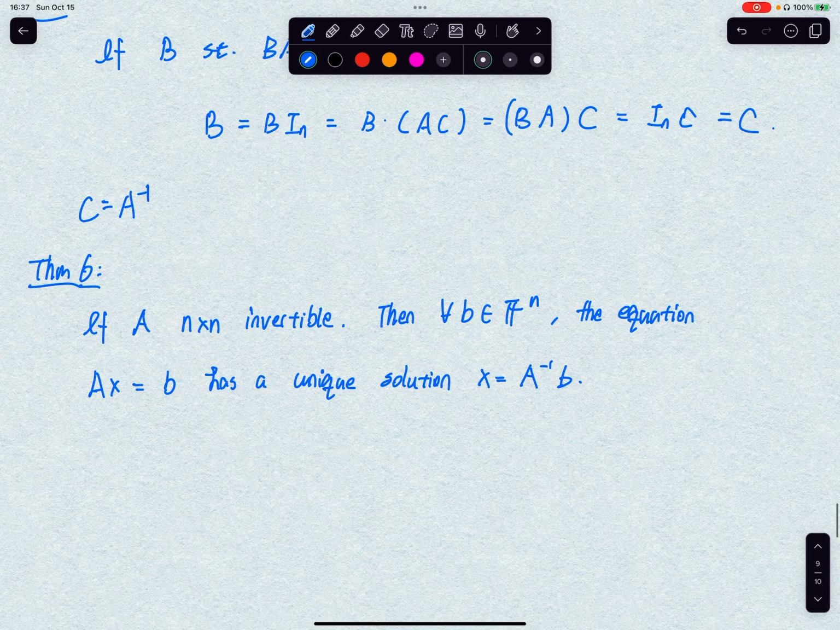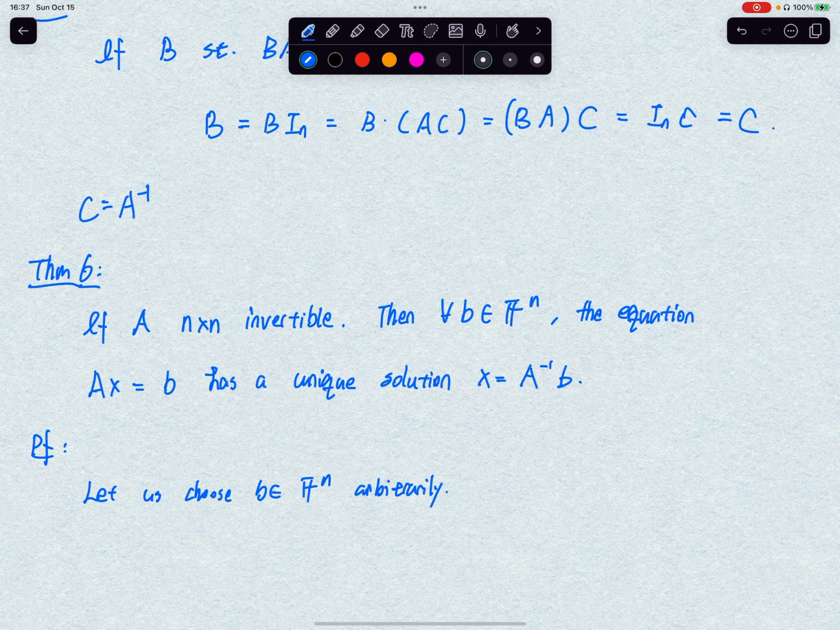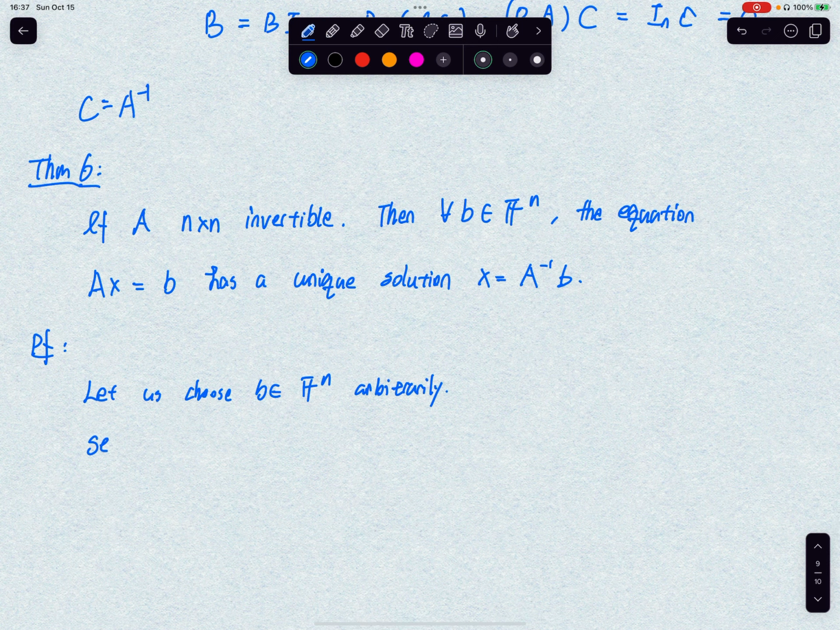So let us prove it. The proof is divided into two parts. The first part, we shall prove the existence of the solution, and then we shall prove the solution is unique. So let us choose B living in Fn arbitrarily. Step 1, the existence.